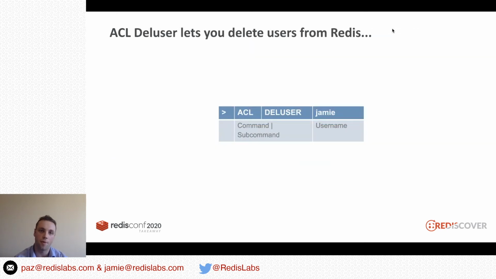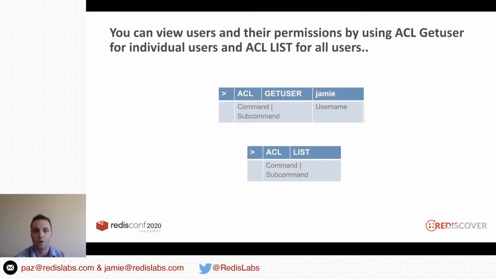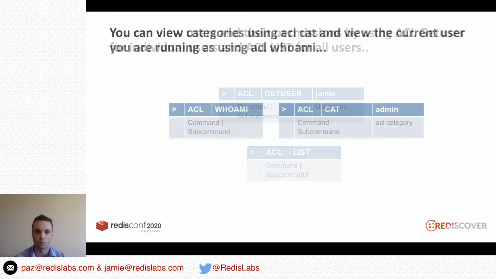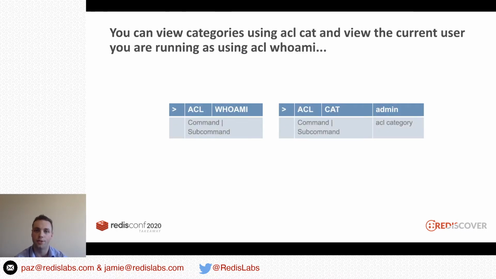The ACL DELUSER command lets you delete users from Redis. Simply put, if you have a user and I want to delete it, I can use ACL DELUSER and that user's username. You can also view users and their permissions using the ACL LIST and the ACL GETUSER commands. The ACL GETUSER command gets only one user, whereas ACL LIST will get every user within the database. You can view categories using ACL CAT and view the current user you are running using ACL WHOAMI.